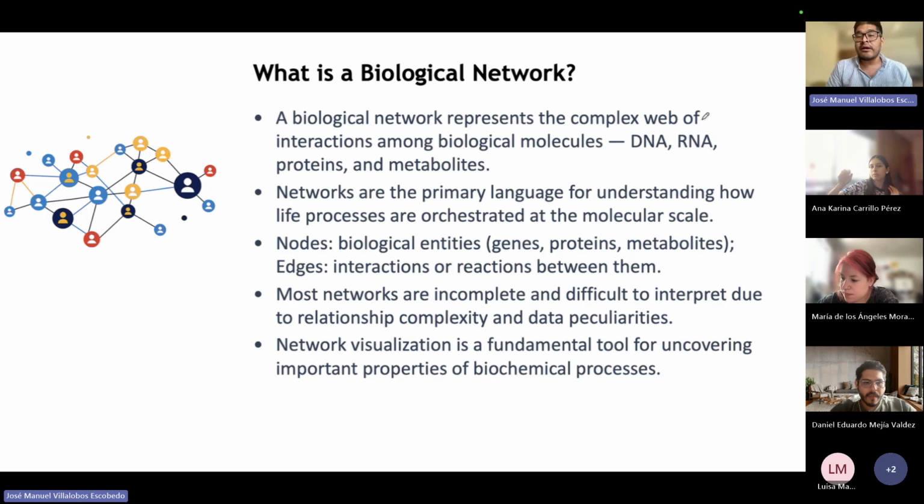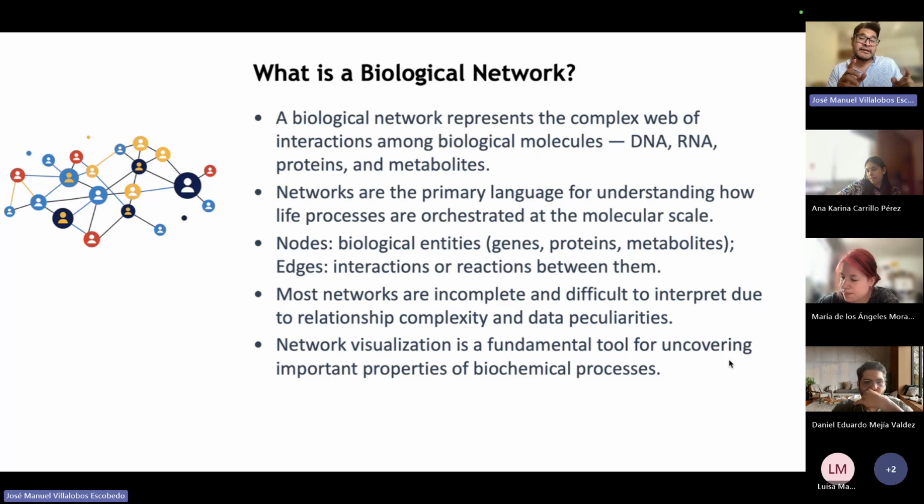So here, in general, we can say that a biological network represents a complex web of interaction among biological molecules like DNA, RNA, proteins, metabolites. And this is a primary language for understanding how the life processes are orchestrated at the molecular scale. So nodes are biological entities, and edges are interactions or reactions between them. Most of the networks are incomplete and difficult to interpret due to the relationship complexity and data peculiarities.